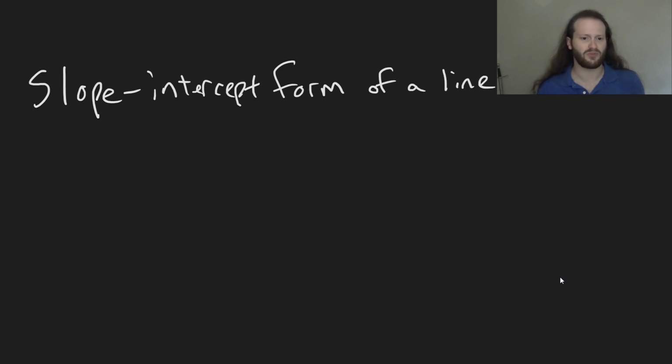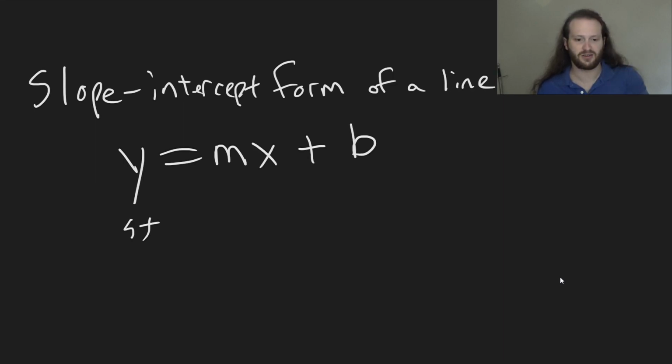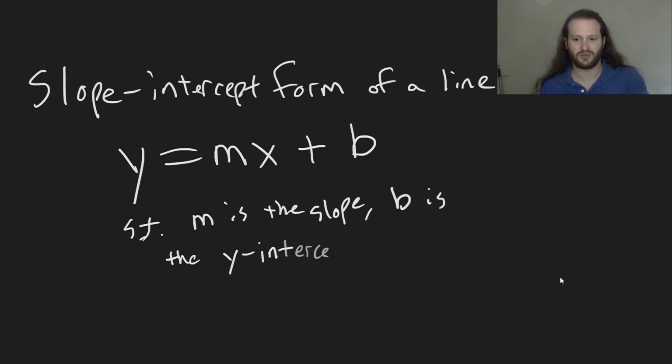The slope-intercept form of a line is y equals mx plus b, such that m is the slope, and b is the y-intercept. That's why it's called the slope-intercept form of a line, because we have a slope and we have one of the intercepts.